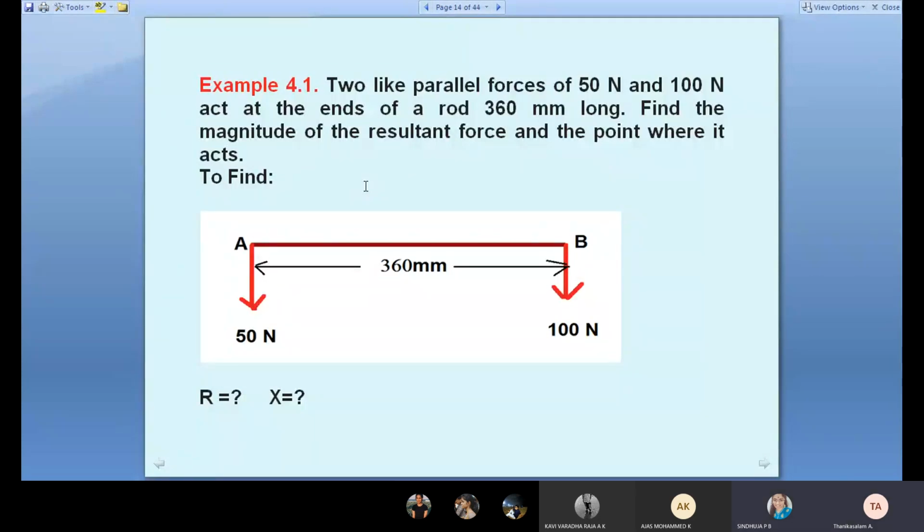Two like parallel forces of 50 Newton and 100 Newton act at the ends of a rod 360 millimeter long. Find the magnitude of the resultant force and the point where it acts.